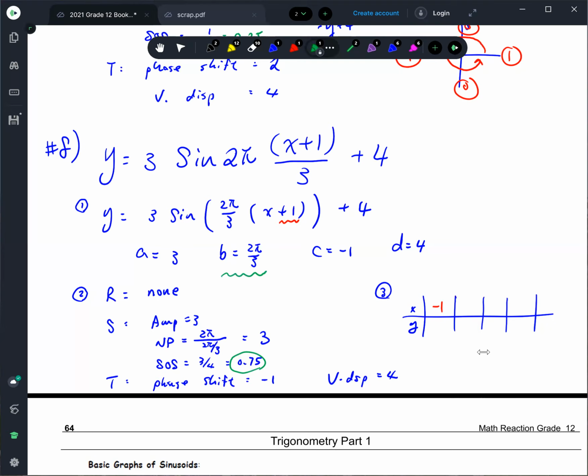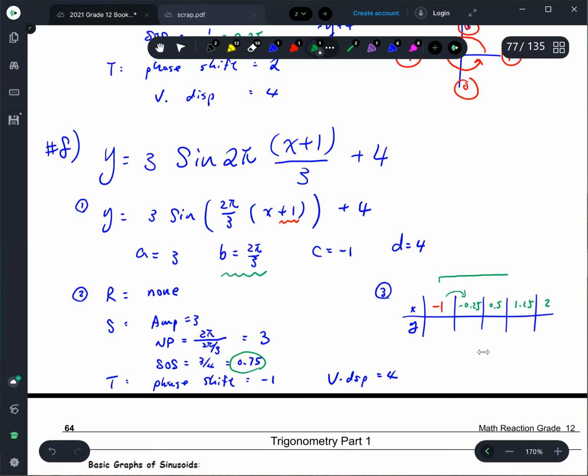So you add 0.75. Yeah. So it'd be -0.25, and then 0.5, and then 1.25. And then for Y, now one more. We still have one more. 2. Okay, very good. So from -1 to 2, this distance is 3, right? And that matches our new period. Okay, then you know you added correctly.